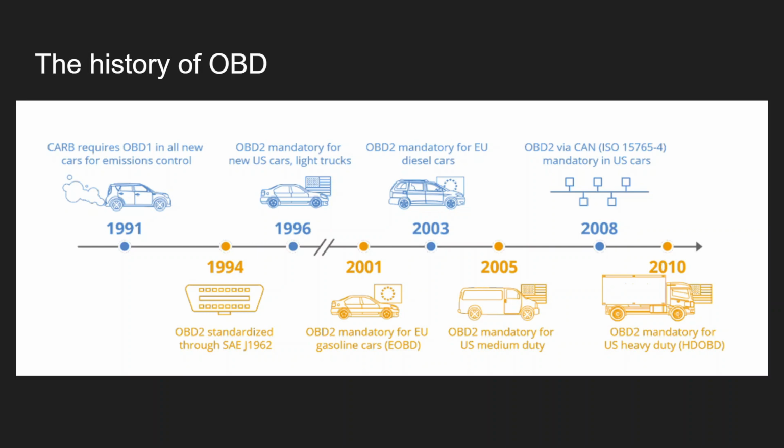So here we have the history of OBD. You can see in the early 90s it was introduced for emissions control. Then OBD2 got developed and became mandatory for all new US cars and trucks. And it just keeps evolving. And we can see in 2010 it's mandatory for all heavy duty vehicles, so basically every vehicle requires one these days.